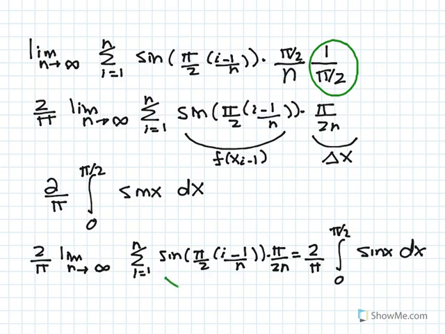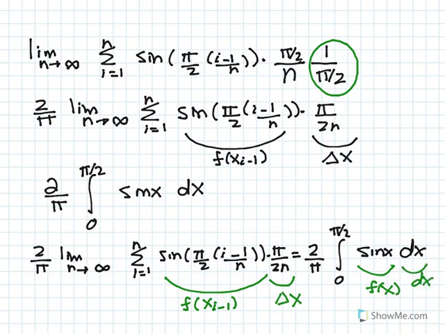So this part here is f of x_{i-1}. And we developed the real delta x, which is pi over 2n. This is delta x. This here is a function f of x, and this is dx.